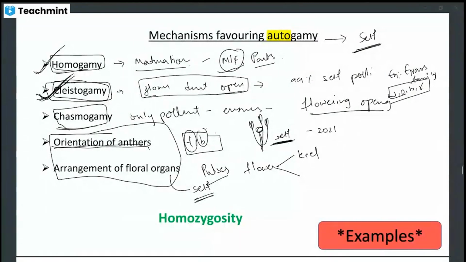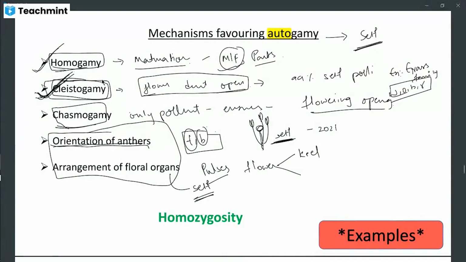And some other questions in the chat box: does rice come under cleistogamy or chasmogamy? See, rice comes under both cleistogamous as well as chasmogamous, because sometimes, even in rice, the flower opens immediately after the anthers dehisce. Is it okay, Aparna? In most of the books, you can find rice as an example under both, but predominantly it is cleistogamous. Okay, hope you understood cleistogamous, chasmogamous, and orientation of the anthers.